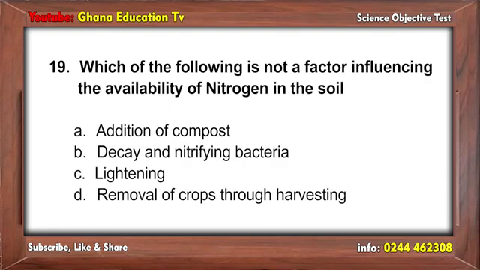Number 19. Which of the following is not a factor influencing the availability of nitrogen in the soil? A. Addition of compost. B. Decay and nitrifying bacteria. C. Lightning. And D. Removal of crops through harvesting.